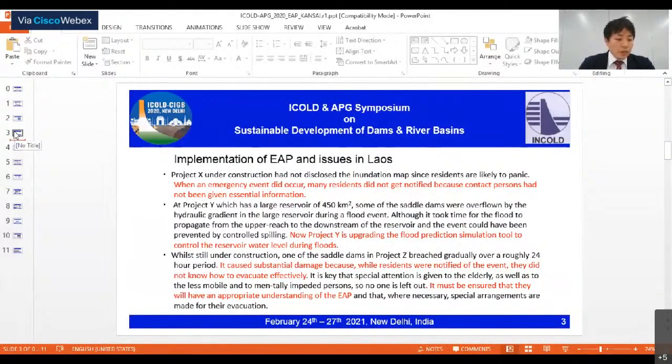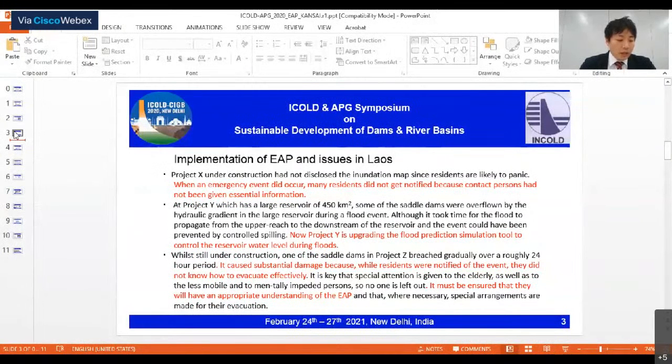I would like to explain examples of the implementation of EAP and issues in Laos. At Project X, the inundation map had not been disclosed since residents are likely to panic when emergency events occur. Many residents did not get notified because the contact person had not been given essential information.